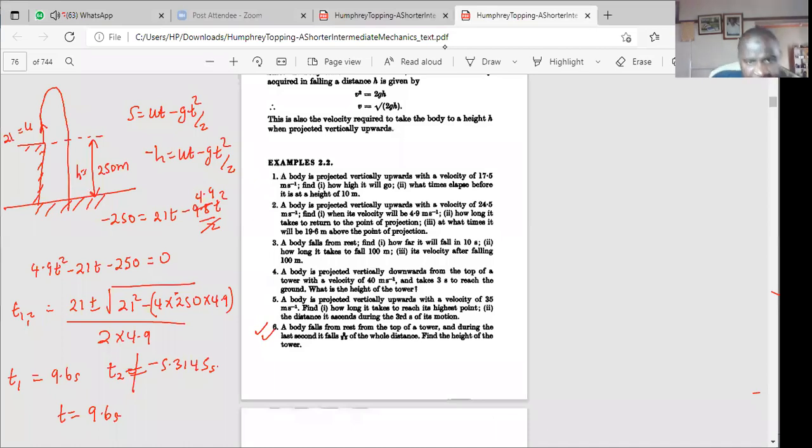Now, I sent you Humphrey, and you'll have a look at some of these examples of 2.2. Humphrey doesn't have exercises, he calls them examples. But of course, his examples are very interesting, so you better take a look at them.